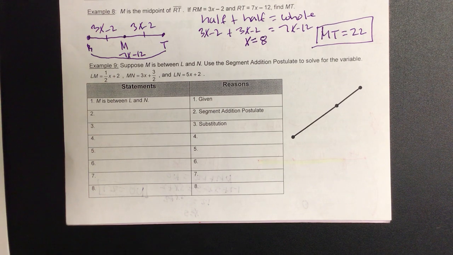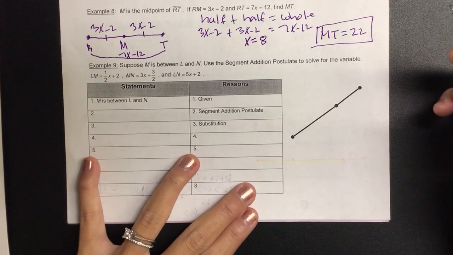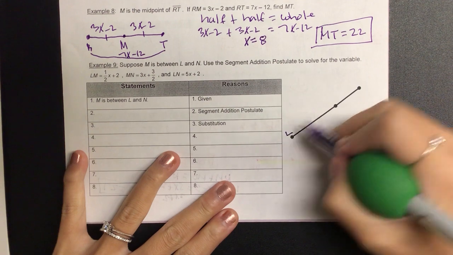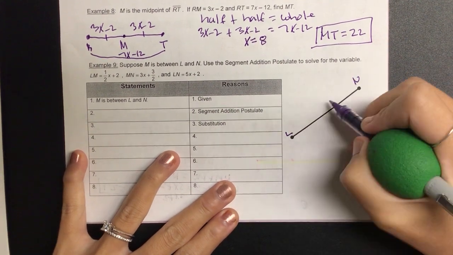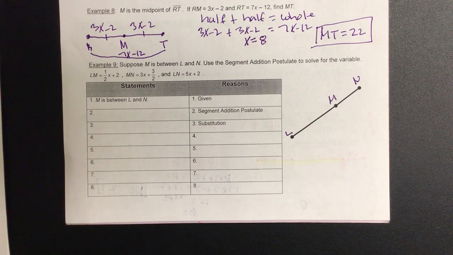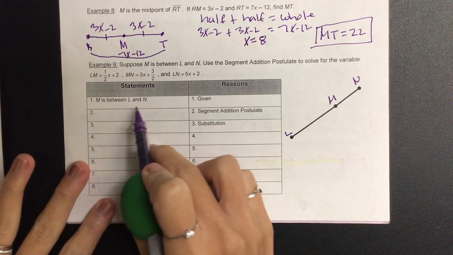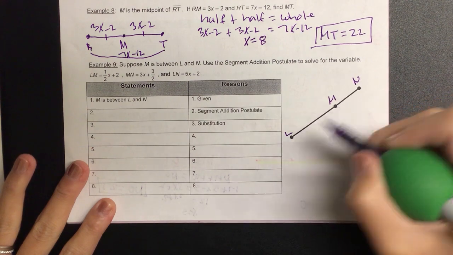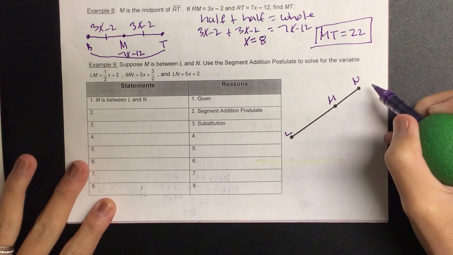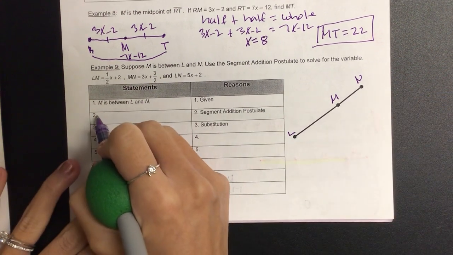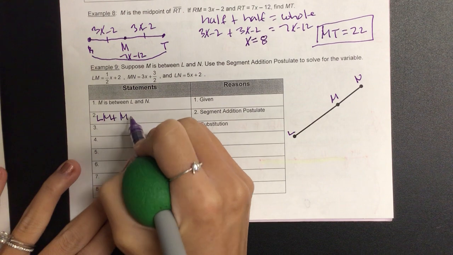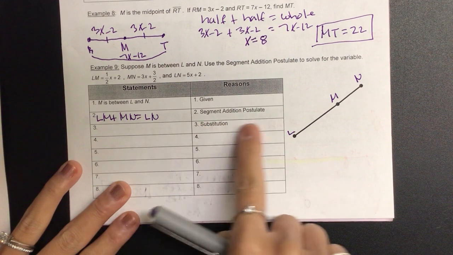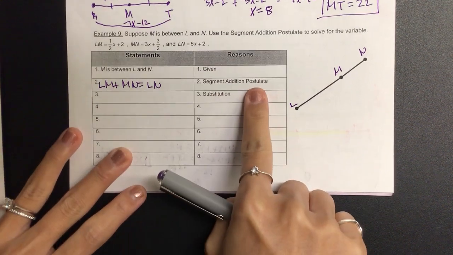Read everything. Okay. So we know our endpoint has to be where? LN. So here's my L, here's my N. Then I have my M right here. So it says M is between L and N. So can we use the segment addition postulate here? The small one plus the other small must equal the whole thing. So let's say LM plus MN is equal to LN. And you're like, well, how did you know to use that? The reason gave it to me. I kind of gave it away.